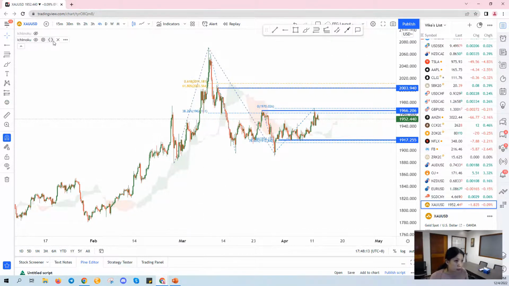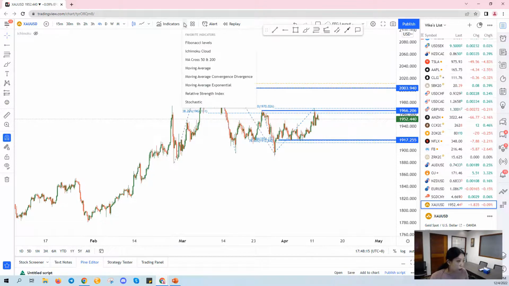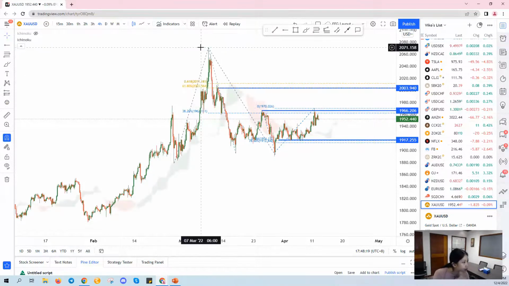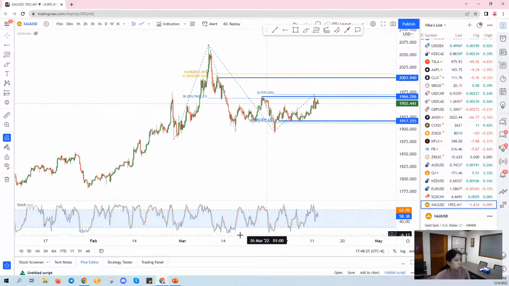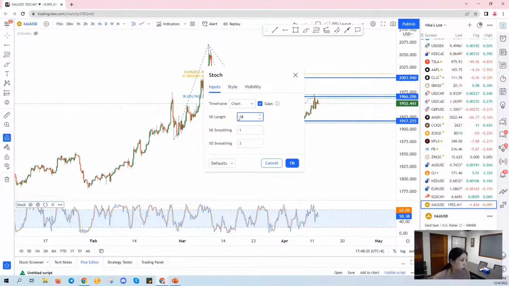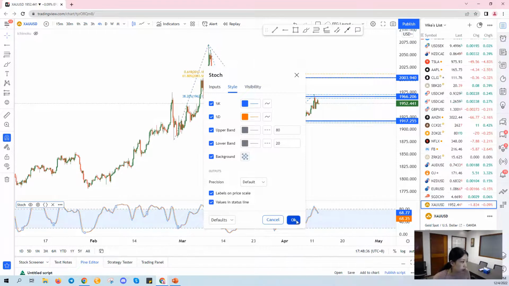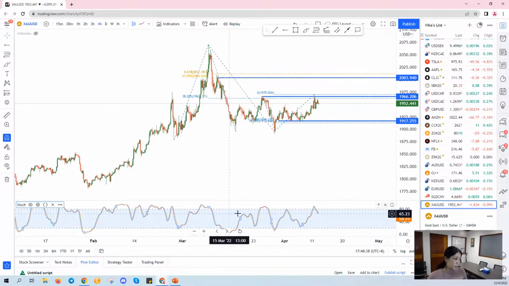Okay, maybe this is not the best. Okay, wait first. This is not the best. If you use stochastics, you can see that, all right.